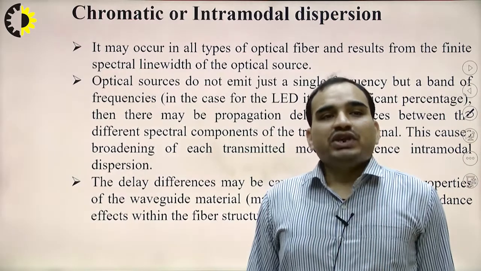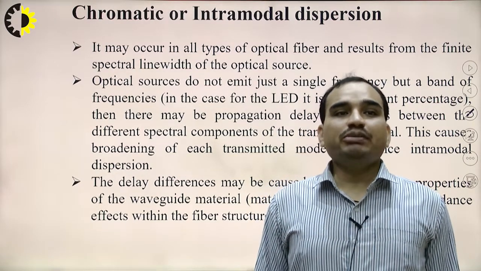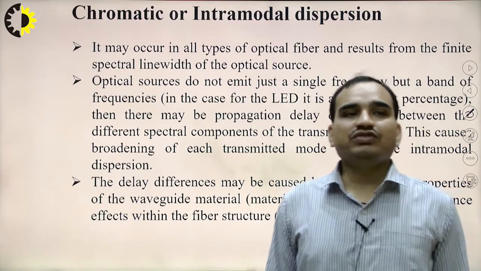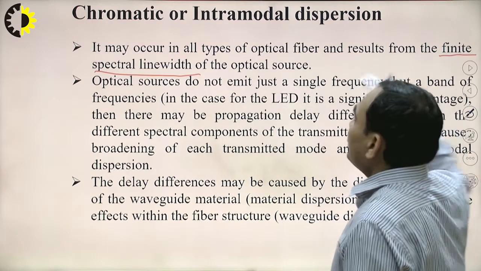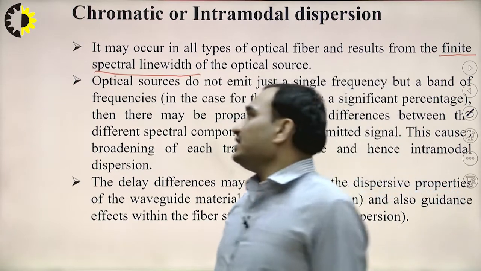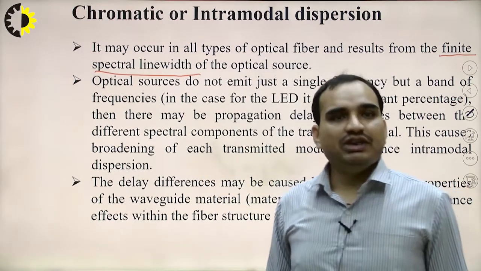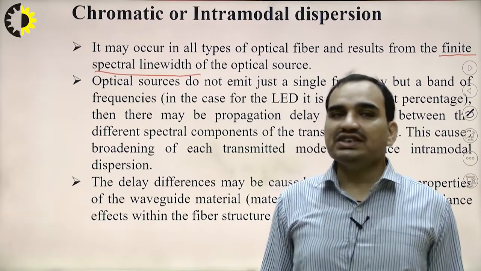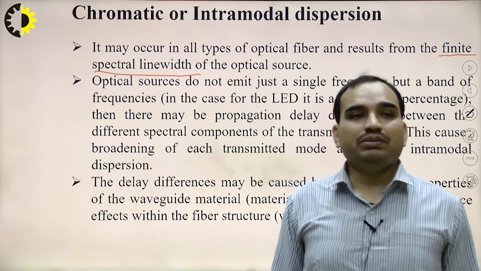Intramodal dispersion is also known as the chromatic dispersion. It may occur in all types of optical fiber, and results from the finite spectral line width. This is an important keyword of the optical sources. Optical sources are nothing but LED and laser. Optical sources do not emit just a single frequency but a band of frequencies. In the case of the LED, it is a significant percentage.